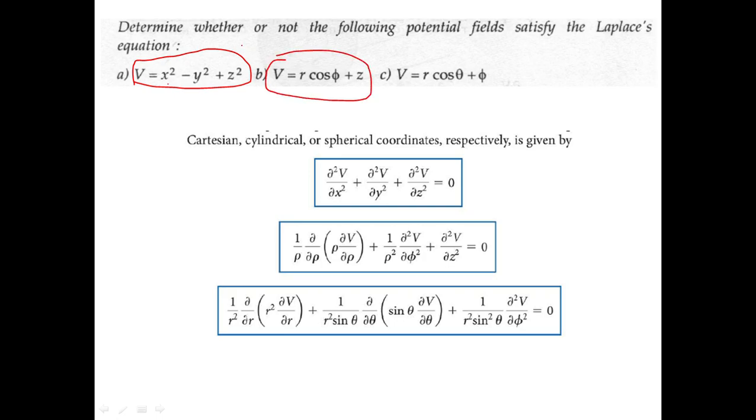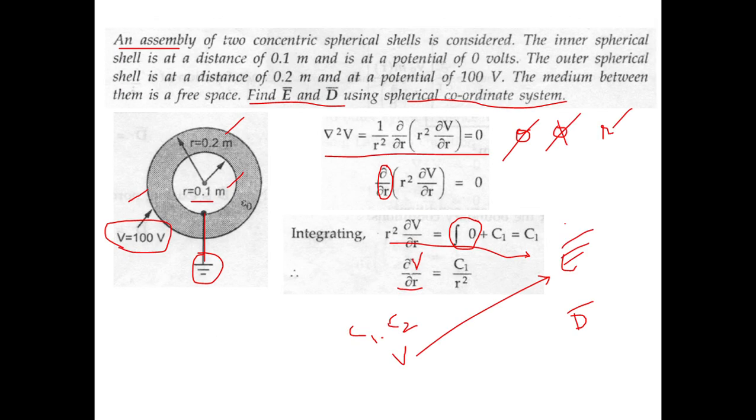So here, this is the Cartesian coordinate system, this is cylindrical, and this is spherical. So you should note the formulas accordingly. This is for Cartesian, this is for cylindrical, and this is for spherical. So apply these formulas and check whether they satisfy the Laplace equation or not.